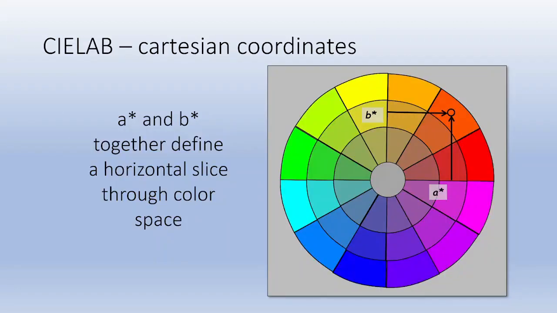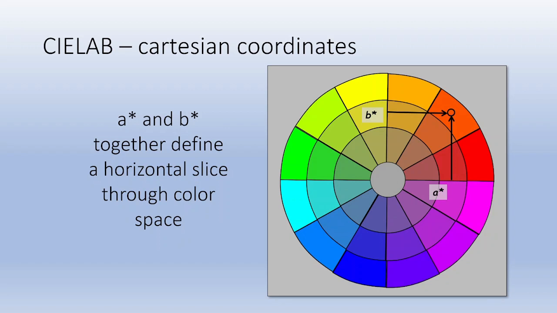The A star and the B star values together help define any position on this plane here. This looks like a color wheel. This is looking at CIELAB space from above. And here we see the A star is perhaps 50, and the B star value is perhaps 50. And these are the coordinates that wind up being the position.